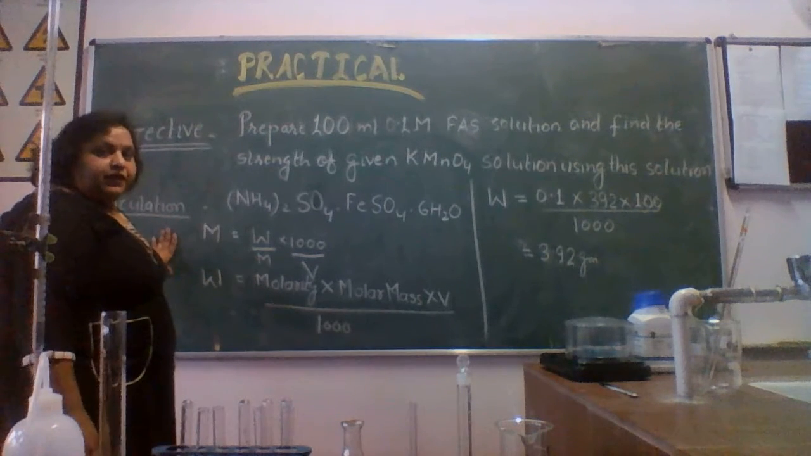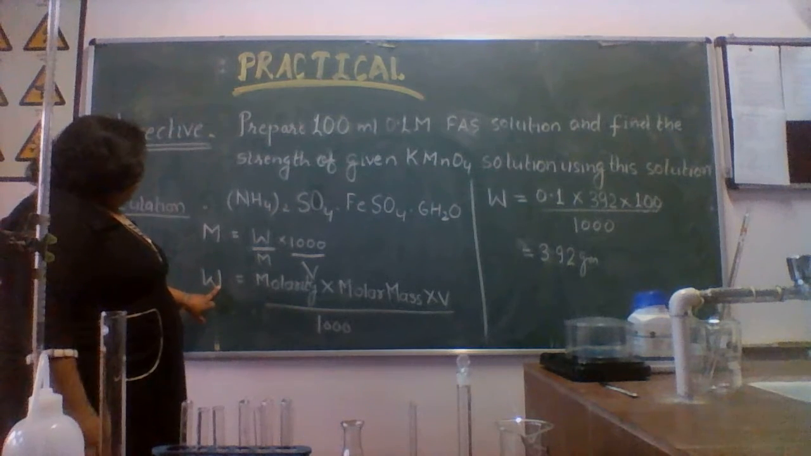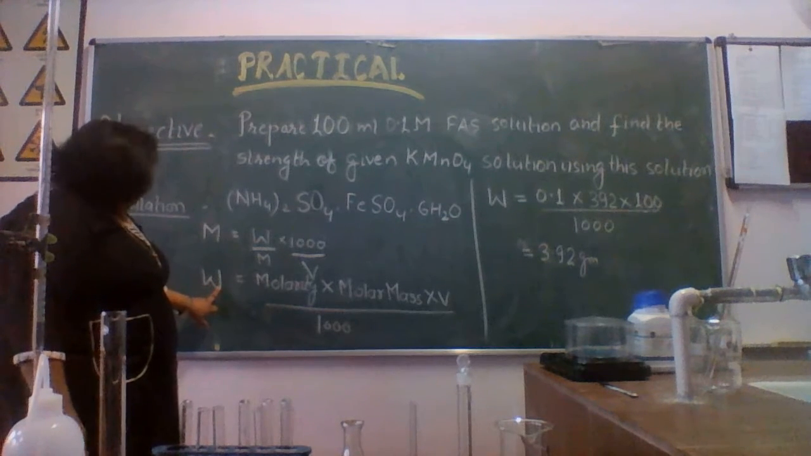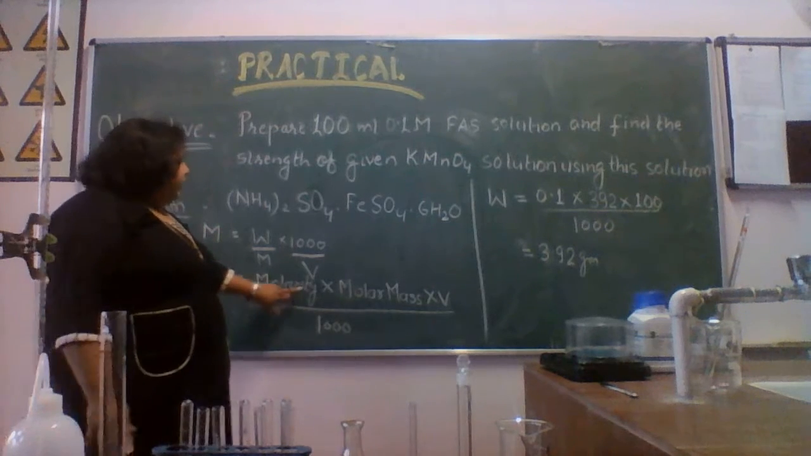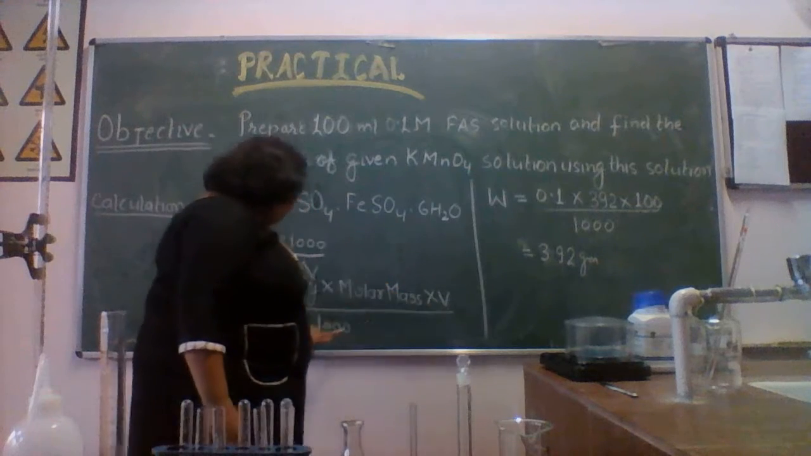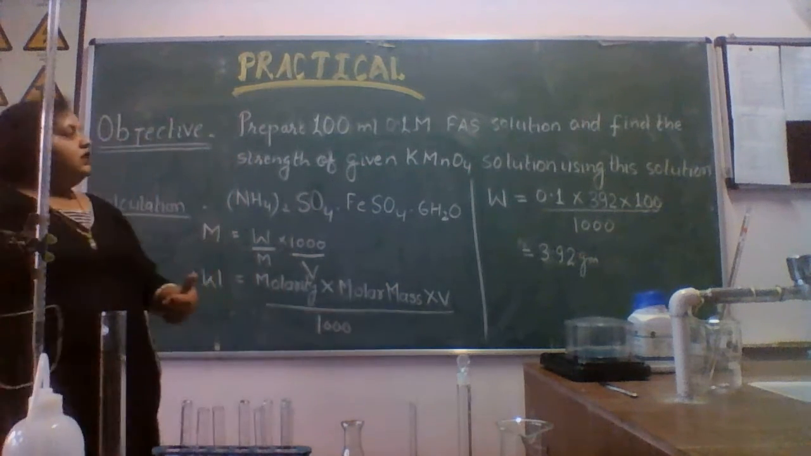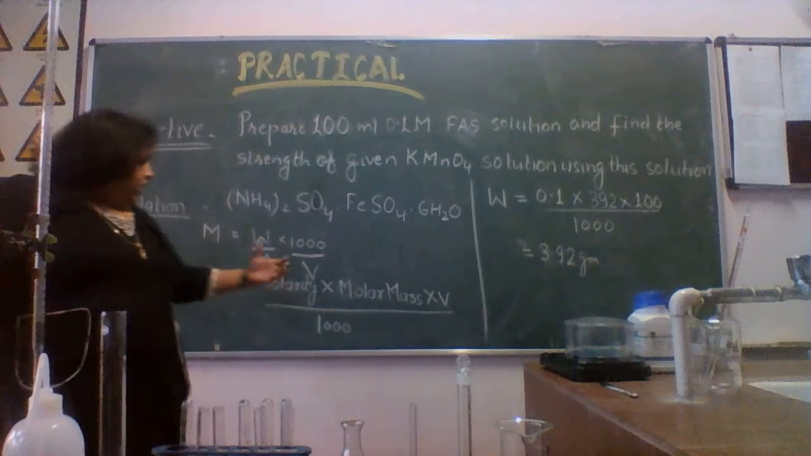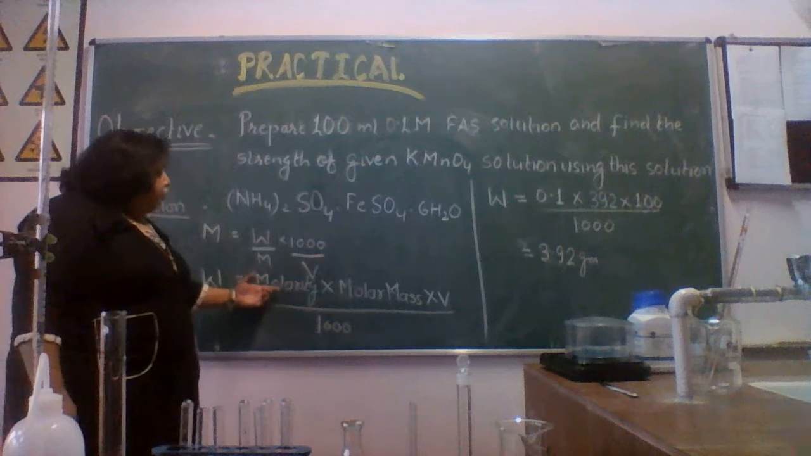for the preparation of this standard solution, and for this purpose we are going to use this formula. From here I have just changed the formula. I have converted it in the form of W. This is equal to molarity into molar mass into volume upon 1000. What is our objective? According to that, you have to substitute the values here.